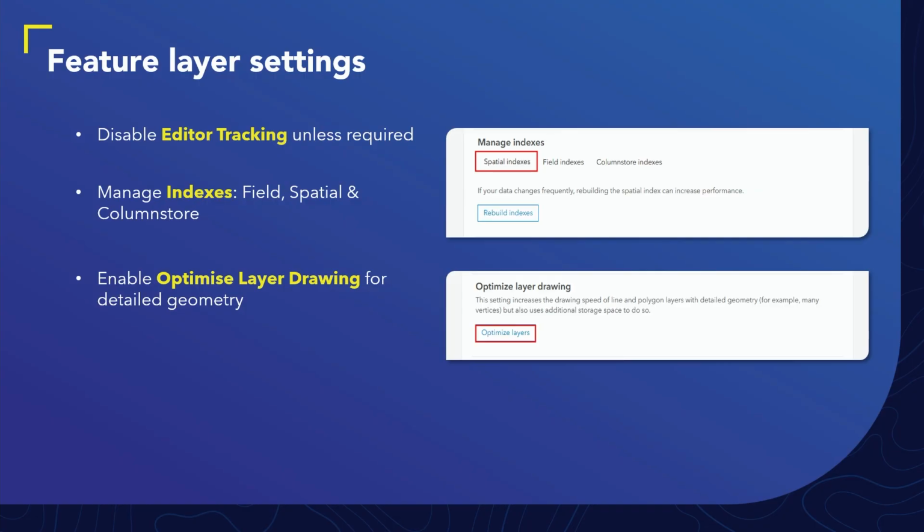Now, spatial indexes perform a similar role for geometry as attribute indexes do for data. They speed up your spatial queries, such as map extent checks and intersections. Also, if you do have layers with detailed geometry, such as lines and polygons with lots of vertices, do consider enabling optimized layer drawing to speed up the rendering. Please do note this does come with additional storage cost.